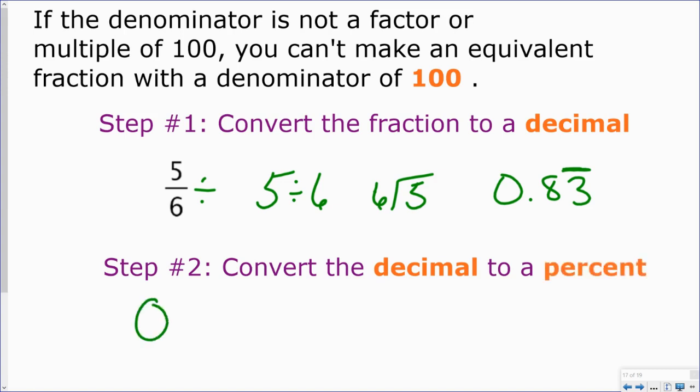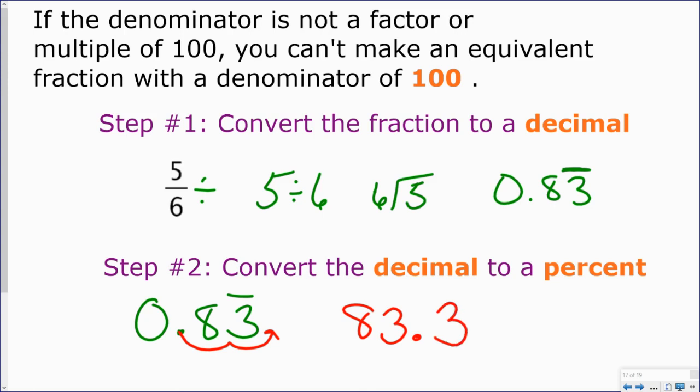So if my decimal is 0.83 with a line over the three, to convert the decimal to a percent, remember that I'd move my decimal over once, twice, and that gives me 83 decimal. And since my threes were repeating, I'm going to put another three here with a line over it, and that would be my percent. So it'd be 83 decimal 3 repeating percent.